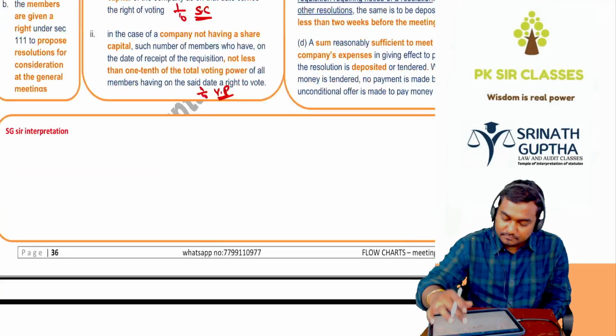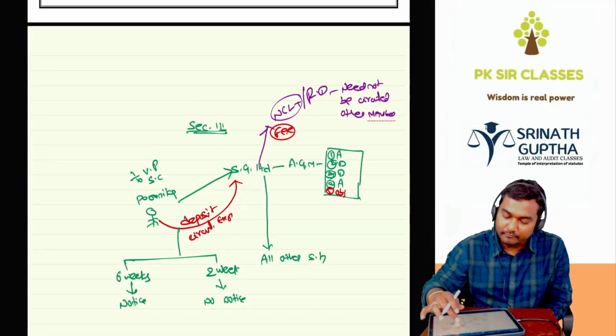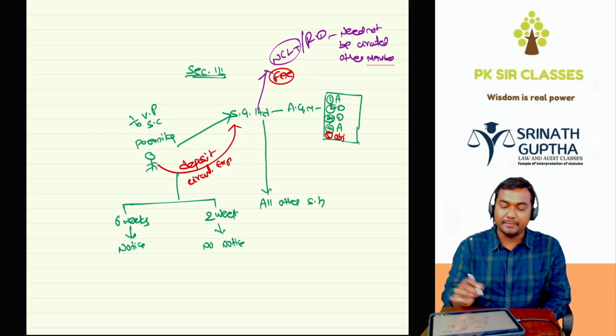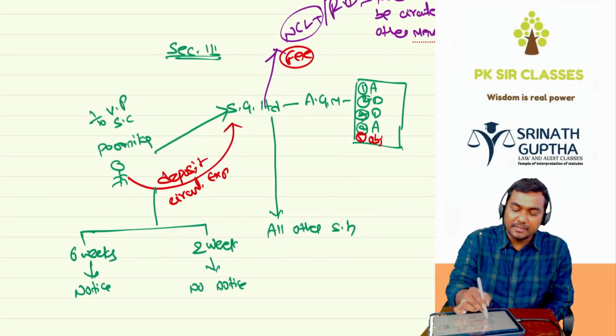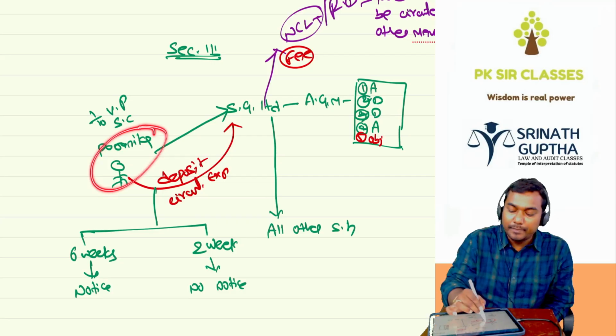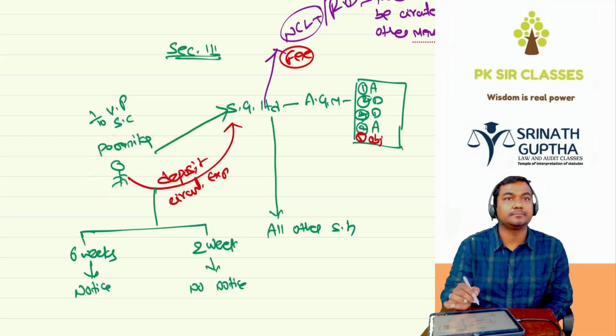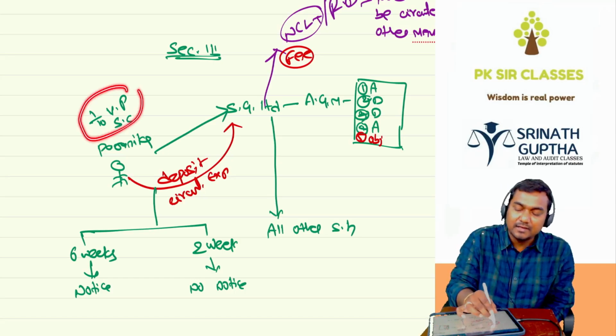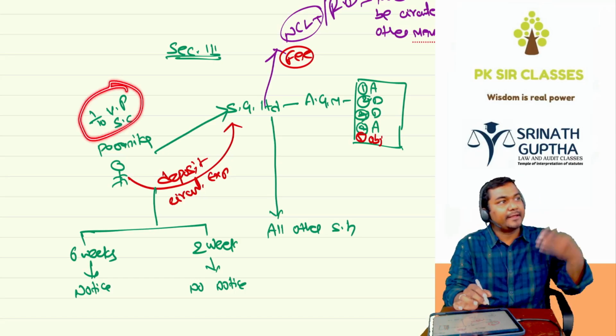However, Section 111 gives the power to the shareholder to propose the agenda of the meeting. A member can propose the agenda of the meeting if he holds 1/10 of the voting power or the share capital. So, Pranika is a shareholder of the company.